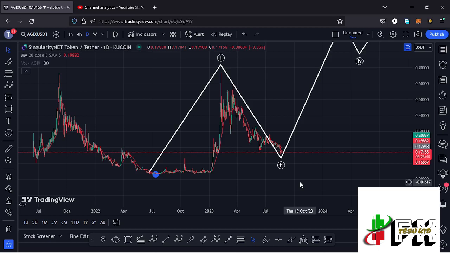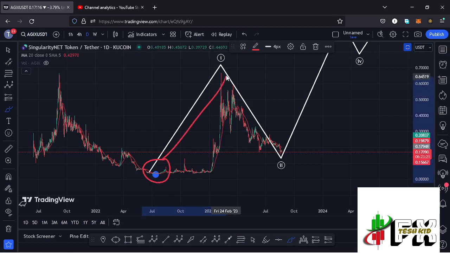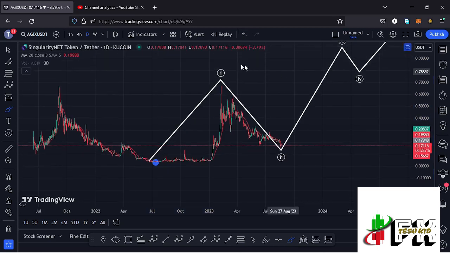And allow me to start the video here on the daily chart by first discussing my long-term Elliott wave structure here on the AGIX chart, where you can see that last year in June, AGIX gave us this low at around the $0.03 mark, and afterwards we saw this massive pump to the upper side, giving us a high above the $0.67 mark, completing the formation of a larger Elliott wave count 1 to the upper side.